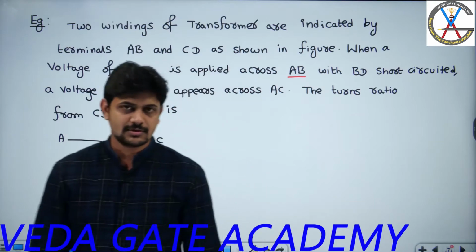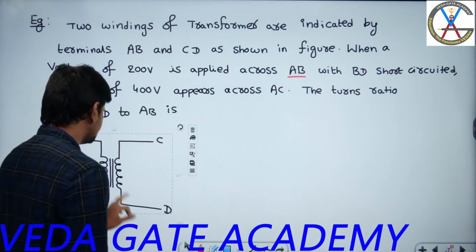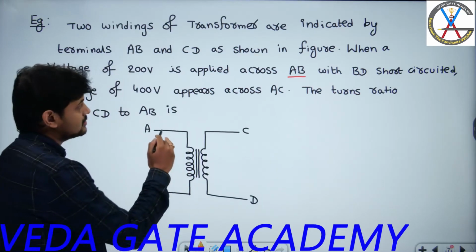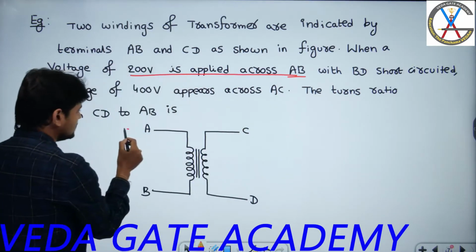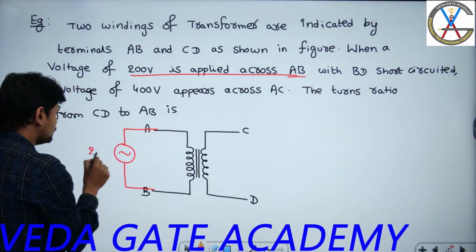This is a very simple question. So let us try to understand. Let me move this diagram. Again I will read the statement. When a voltage of 200 volts is applied across AB, that means across AB I am going to apply a voltage of 200 volts.